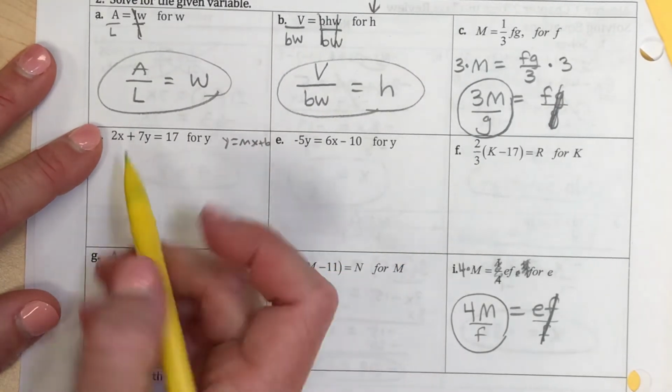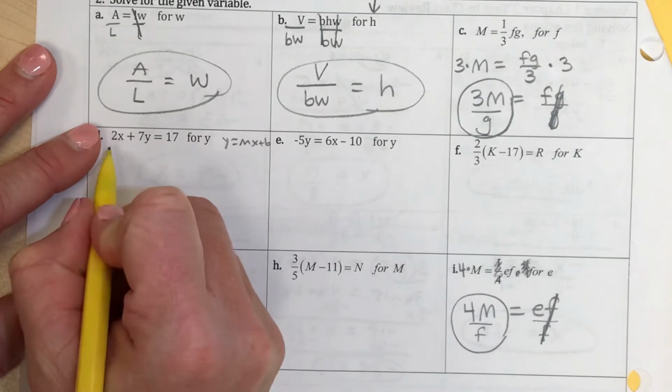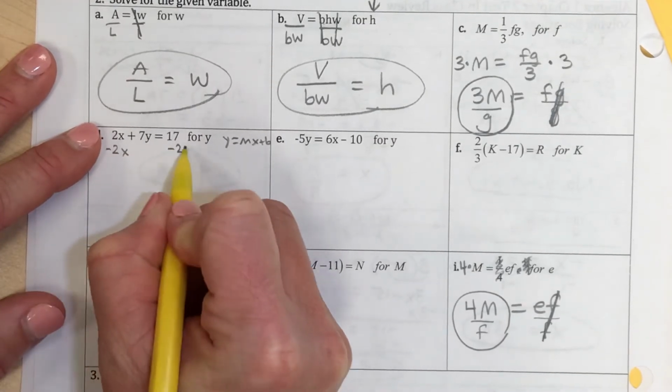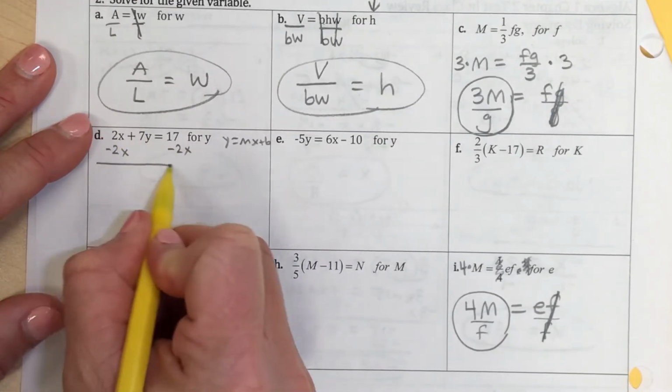So I'm going to start by moving the x term to the opposite side of the equal sign as the y. So this is 2x plus 7y. So I'm going to subtract the 2x to the other side because right now those two things are being added together.